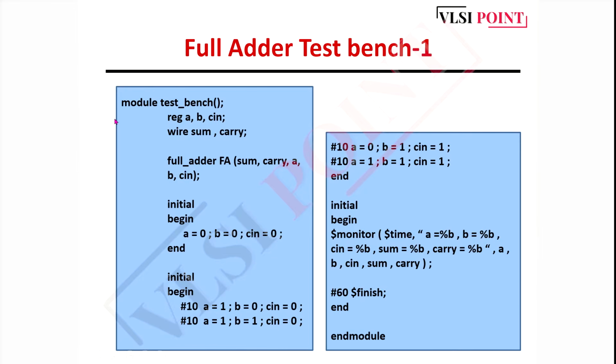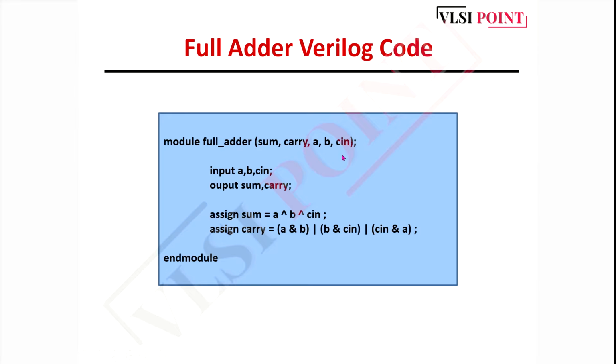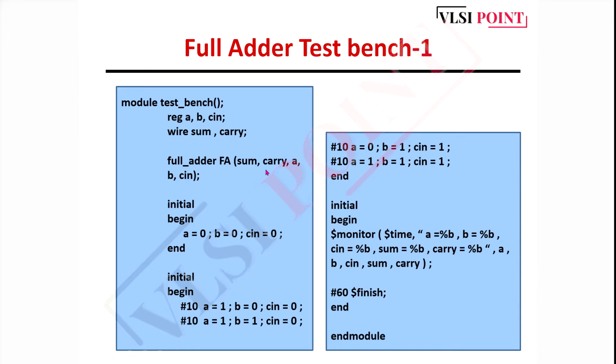Here I have written module and then the test name, then reg type input, wire type output. Then is the DUT instantiation. Make sure this order is the same as that of the code. Here I have given this order: sum, carry, A, B, C in. While instantiating, you need to give the same order. Then in the first initial block, I have initialized all the variables. In the second initial block, I have given some set of values: A 1, B 0, C in 0, then A 1, B 1, C in 0. Like that I have given some set of values with time delays. And then in the third initial block, I have given $monitor and $finish.